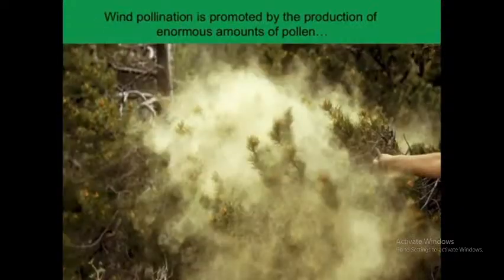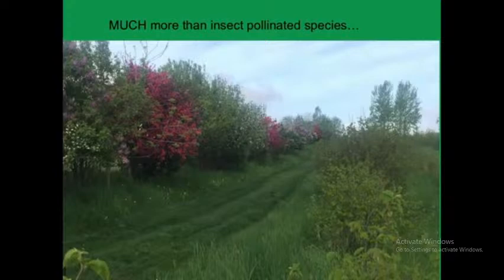Wind pollinated plants, of course, tend to put out enormous amounts of pollen. Those of you who are in spruce or pine country around lakes and rivers see that all the time, the yellow pollen all over the place. They put out much more pollen than insect pollinated species like apples and cherries and pears and so on.